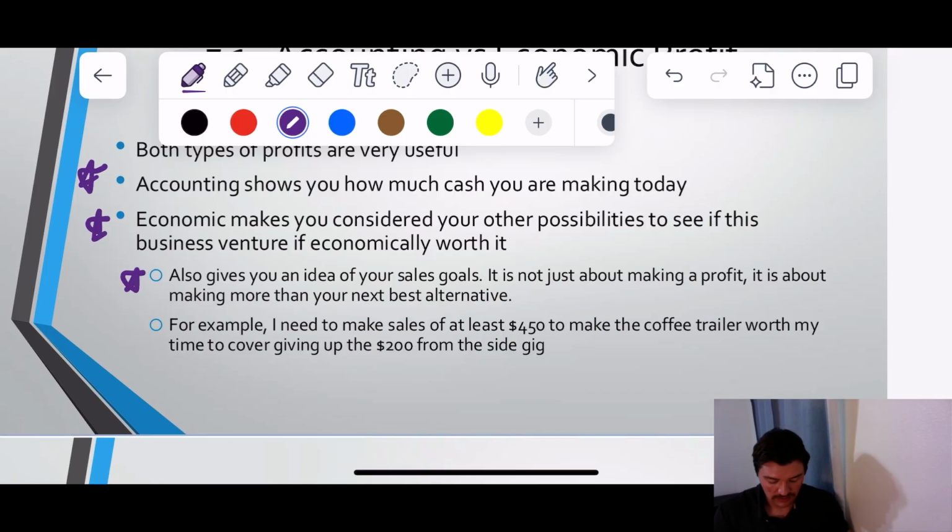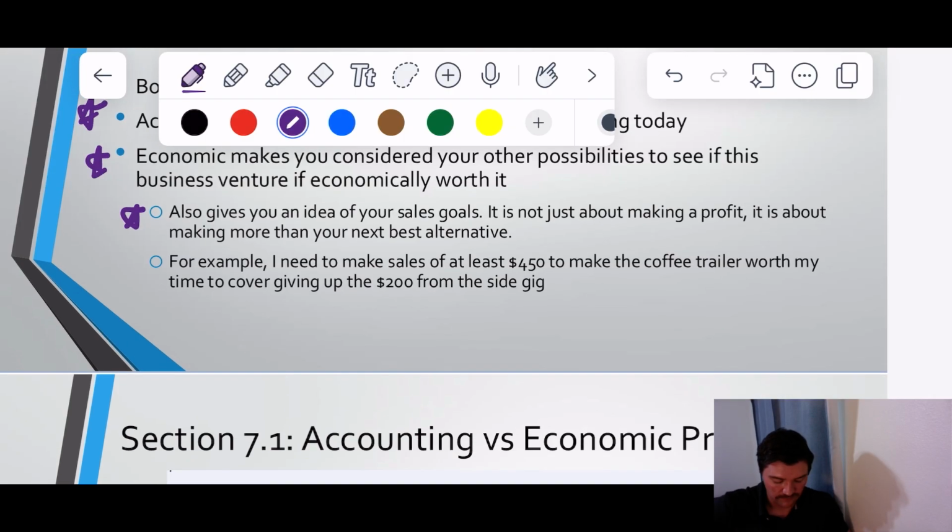It gives you an idea of what your sales goals should be, and not just about making an accounting profit, because you also have to consider what's making more than your next best alternative. So here's an example. I need to make sales of at least $450 with my trailer to make my time worth covering the $200 from the side gig.